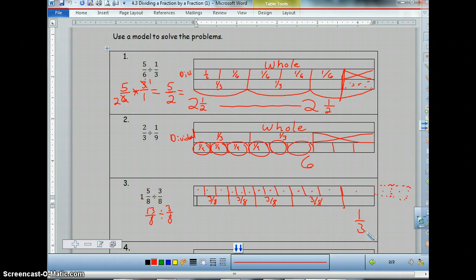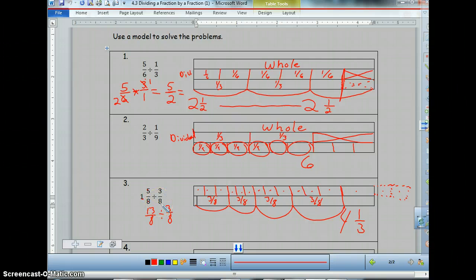Well, let's count them up. How many 3/8 are in 13/8? Well, let's count them. There's 1, there's 2, there's 3, and there's 4. So the answer, we have 4 and 1/3. That means 1/3 of 3/8 is remaining.